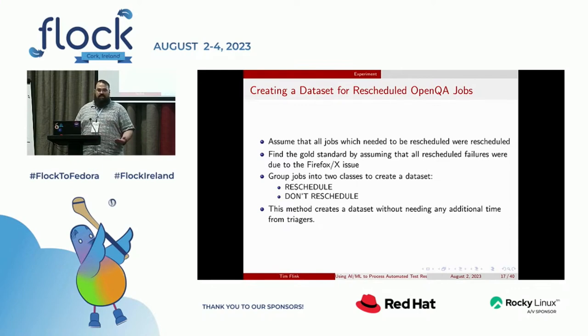From that, it's easy to just point some code at the OpenQA instance, download all the pictures, download all the videos, and we then have our data set that is categorized into two sets. We have jobs that were supposed to be rescheduled and jobs that weren't.